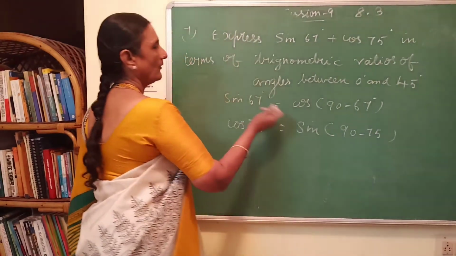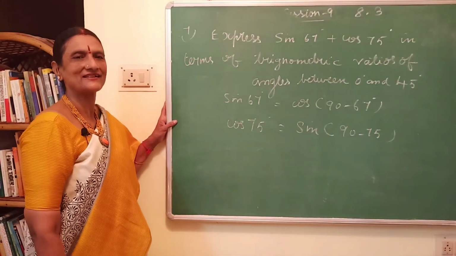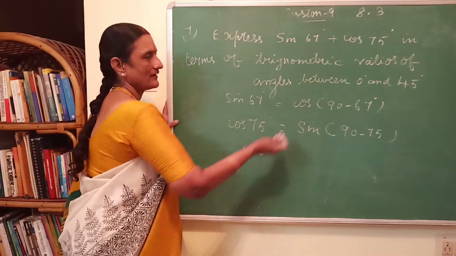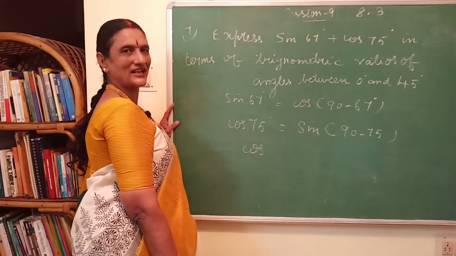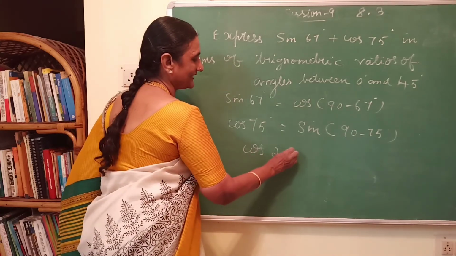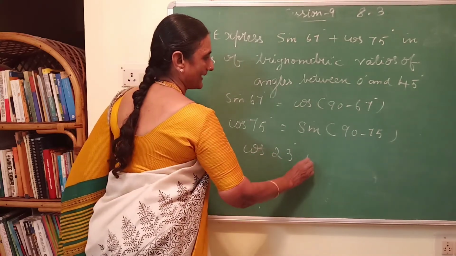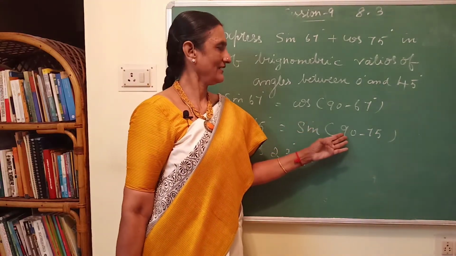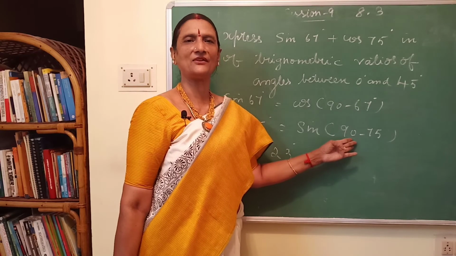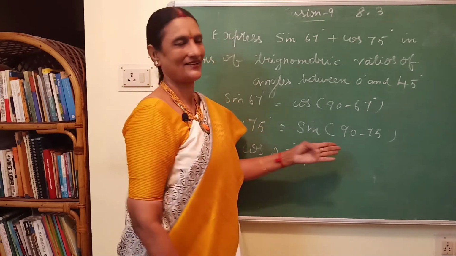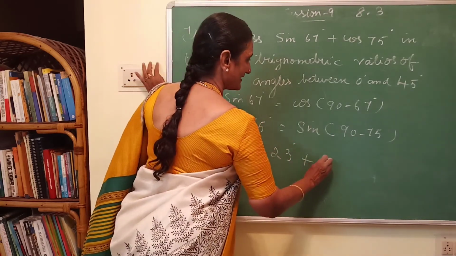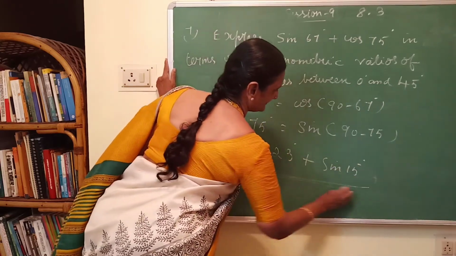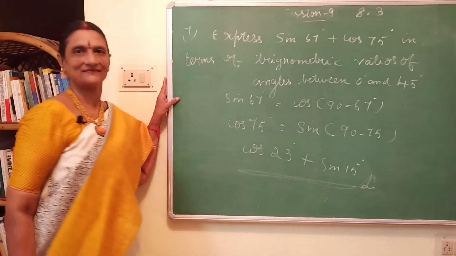Now, what is 90 minus 67? It is cos of 90 minus 67. You tell me it is 23 degrees. Then plus sine of 90 minus 75. So, 90 minus 75 gives you what? 15 degrees. So, it is sine of 15 degrees. That is your answer. That is it.